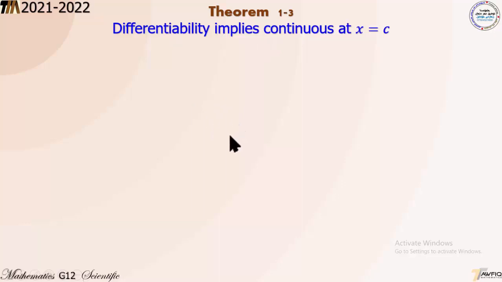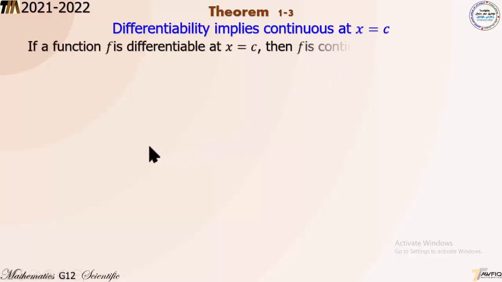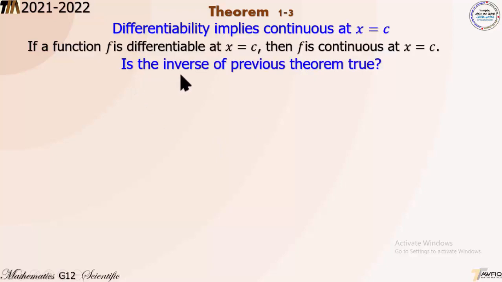Theorem 1.3: differentiability implies continuity at x equal to c, which means if a function f is differentiable at x equals c, then f is continuous at that point. That means if a function is differentiable at a point, then it is continuous at that point. Is the converse of the previous theorem true?